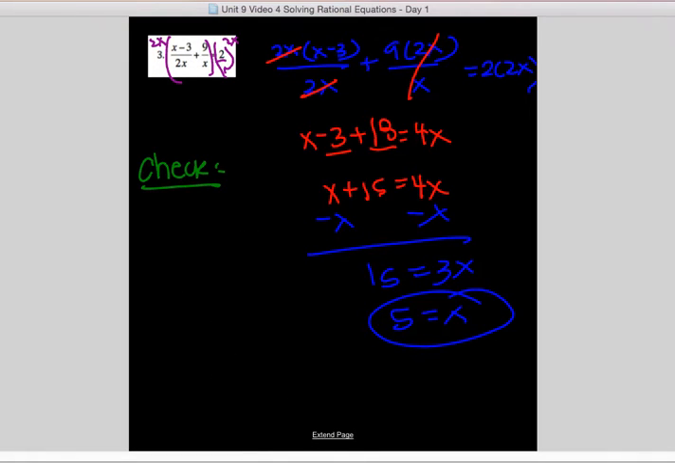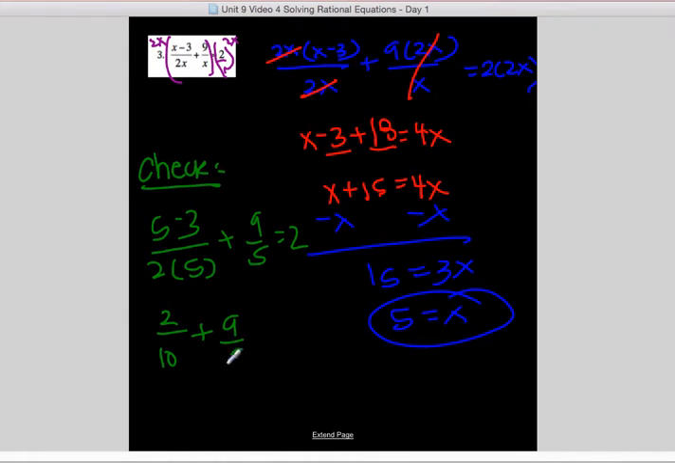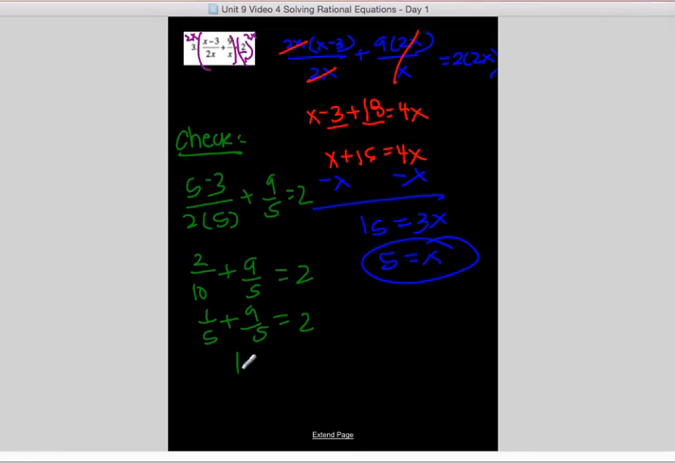All right, let's go and plug it in. So we would have 5 minus 3 over 2 times 5 plus 9 over 5. We want to know, does that equal 2? This gives me 2 over 10 plus 9 over 5. This reduces to 1 over 5 plus 9 over 5. This would be 1 plus 9 is 10 over 5. Does that equal 2? Yes, it does. So there is my right answer. Okay. So that's example 3. If you have any questions, let me know. Otherwise, we're going to move on.